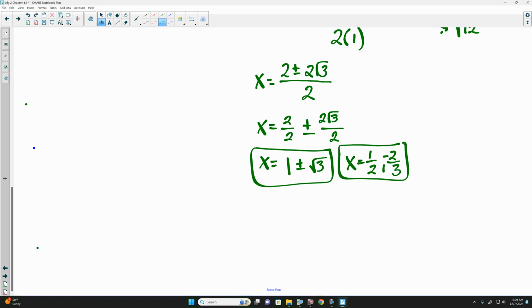Right, the plus or minus, because it's saying x is 1 plus the square root of 3, and x is equal to 1 minus the square root of 3. Questions on this here? And again, we'll get to this even more in chapter 4.6, dealing with these here.